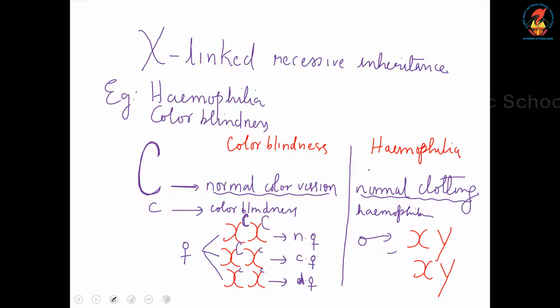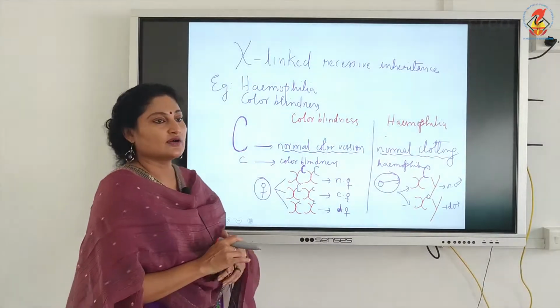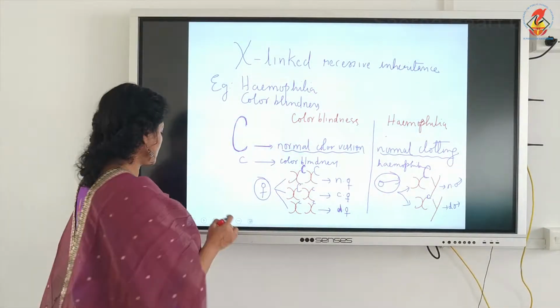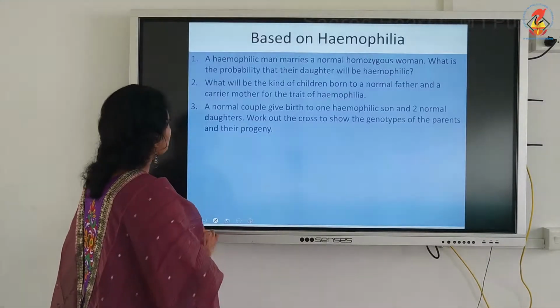Now, in males there are two possibilities only. One is X capital C Y, with superscript C, and this is indicative of a normal male, whereas X small c Y is indicative of a hemophilic or colorblind male. So, I will put defective male. So, these are the 5 genotypes, 3 genotypes of females and 2 genotypes of males. If you have this in mind, you can work out any type of problems. So, getting back to the questions.